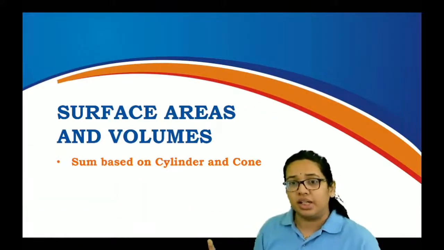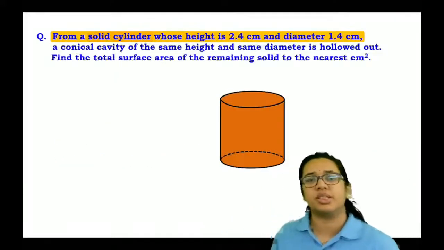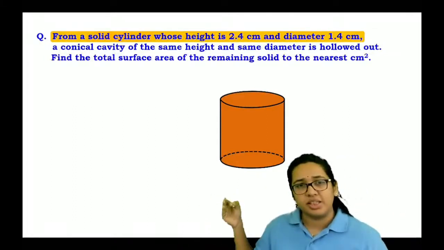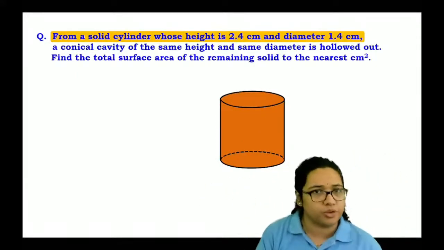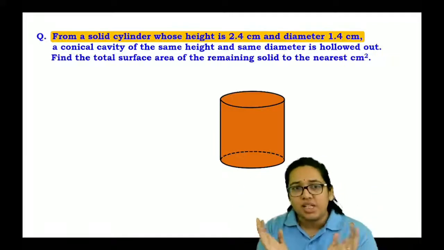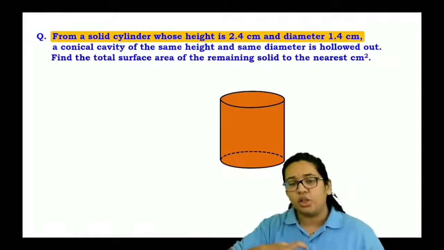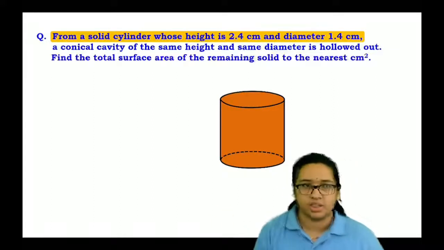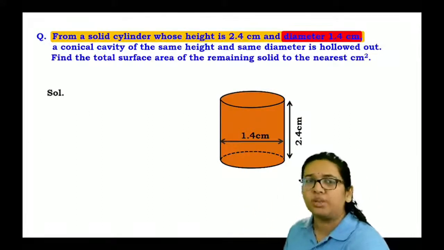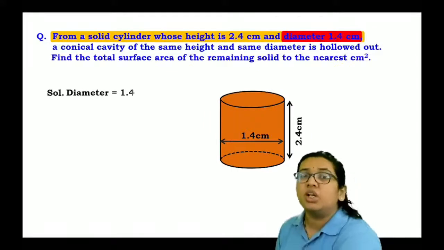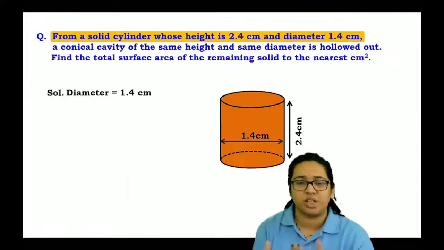Now we'll consider again a question based on cylinder and cone. The question is: from a solid cylinder whose height is 2.4 centimeters and diameter is 1.4 centimeters, a conical cavity of the same height and same diameter is hollowed out. Okay, hollowed out is nothing but the cut out part that you consider. Then find the total surface area of the remaining solid to the nearest centimeter square. That means you have to find the approximate value.